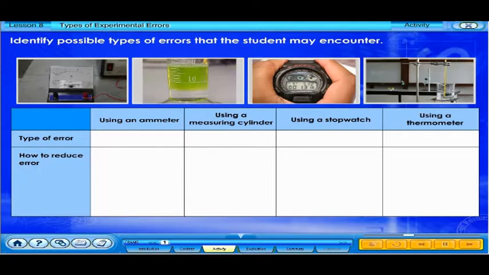Identify possible type of errors that the student may encounter. Complete this table.